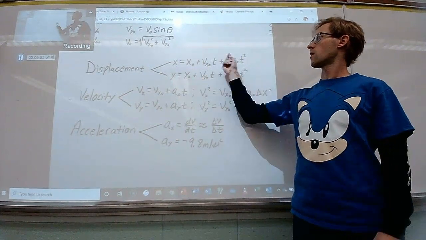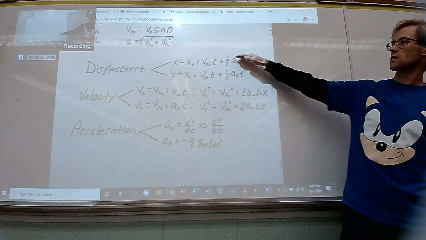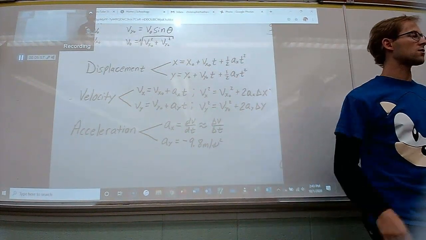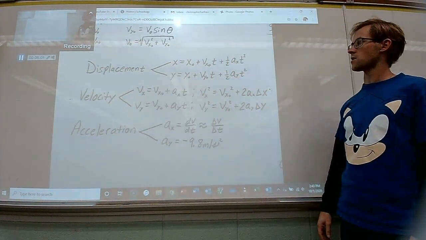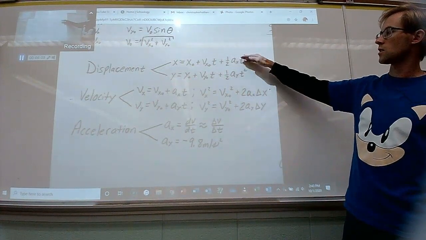The main thing I want you to see is that you can use this in both the x and the y direction, vertically or horizontally. If you've got acceleration in either of those directions, that's when you're going to use these.